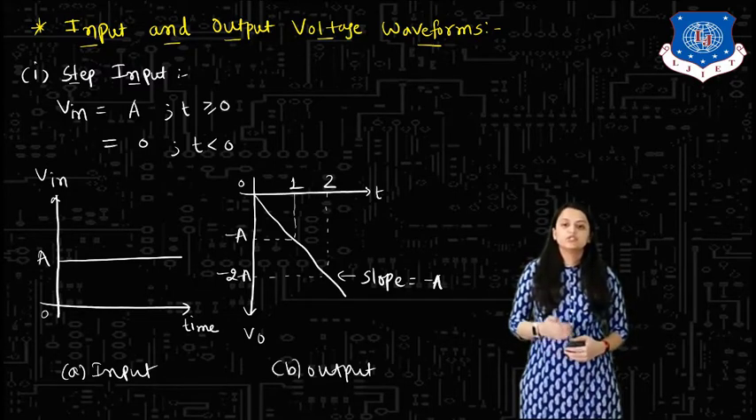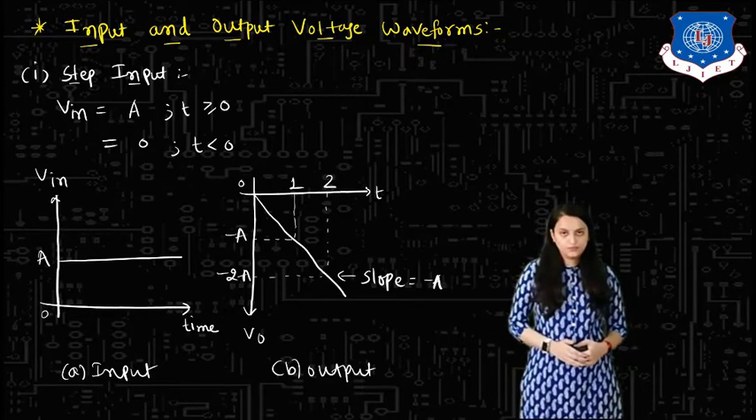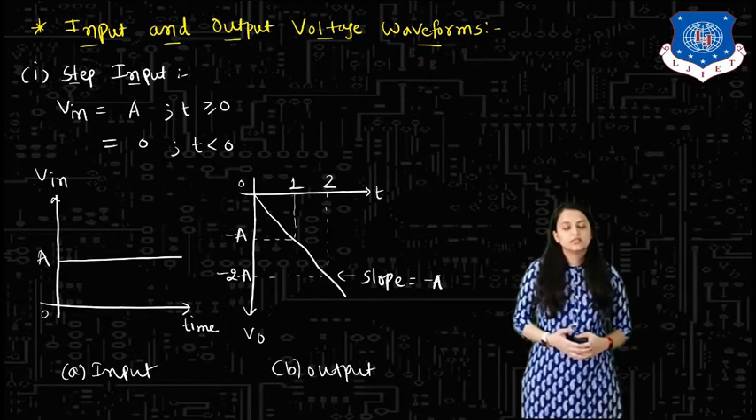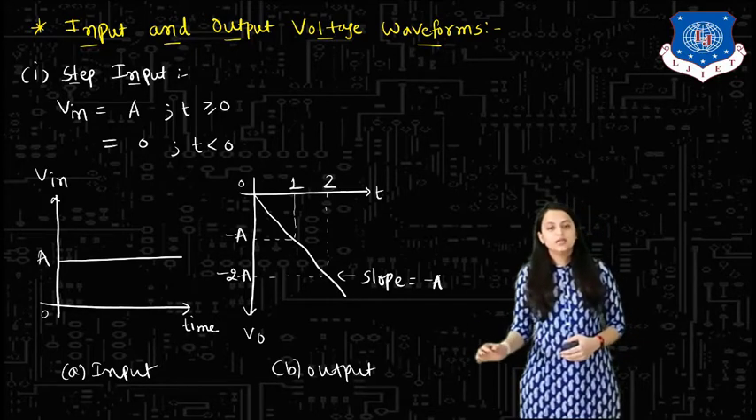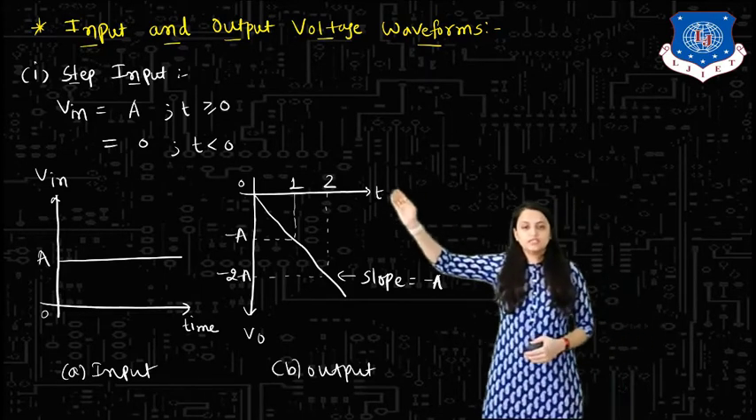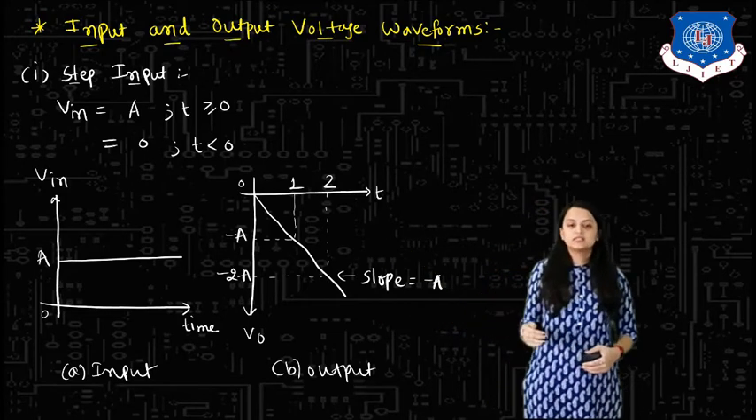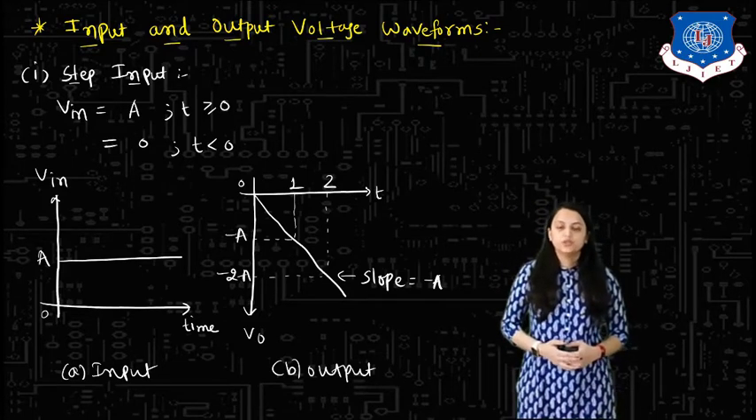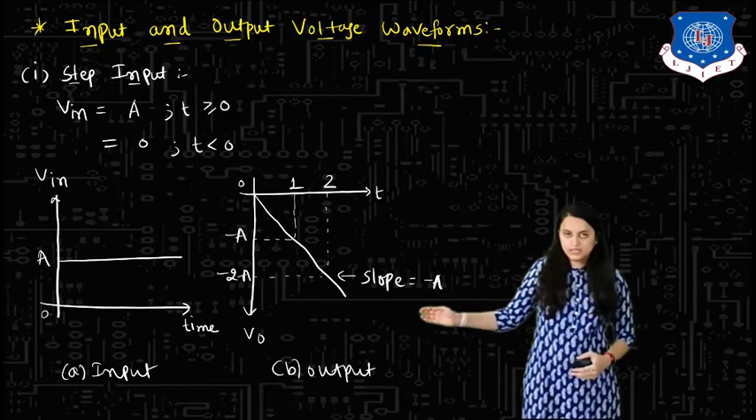Here Vin equals A for t greater than or equal to 0, and it is 0 for t less than 0. This is for the step input signal. Now, as we have said, the integrator performs integration at the output side: when the input is constant and increasing with respect to time, the output will be decreasing with the slope minus A. The minus sign is there just because we have given the input to the inverting terminal. So, for the step input, the output will be like this at the integrator.